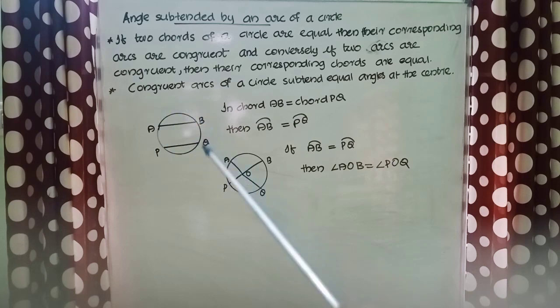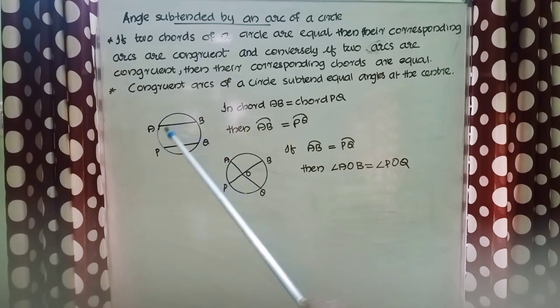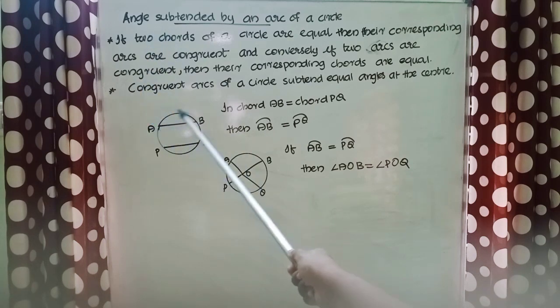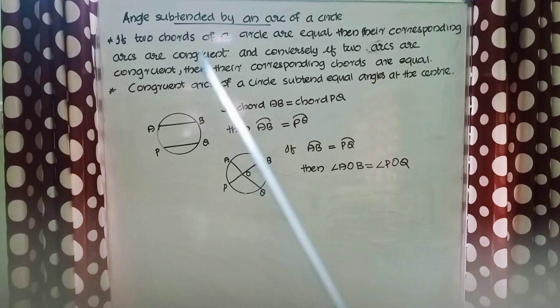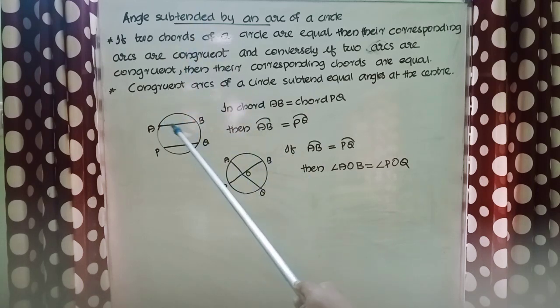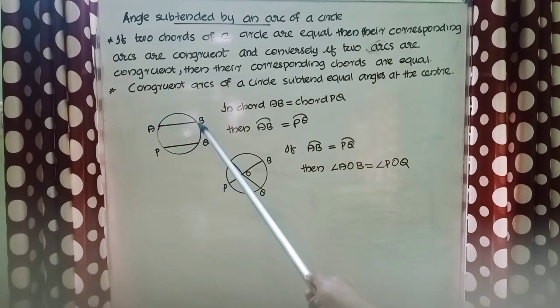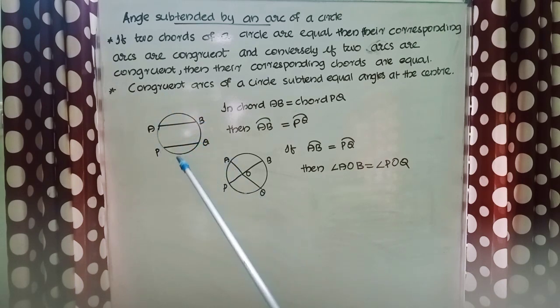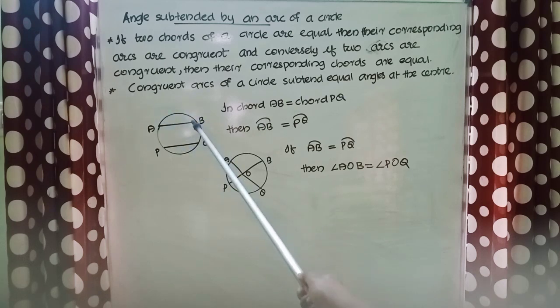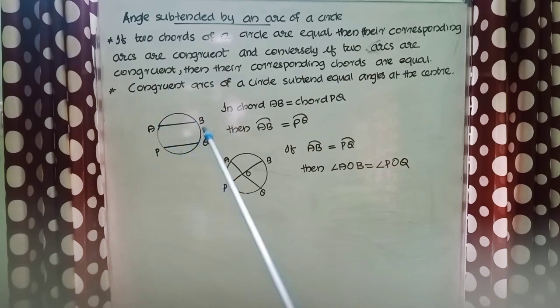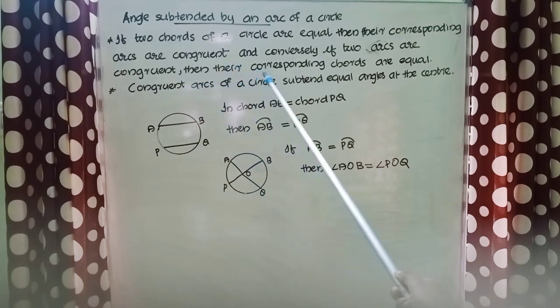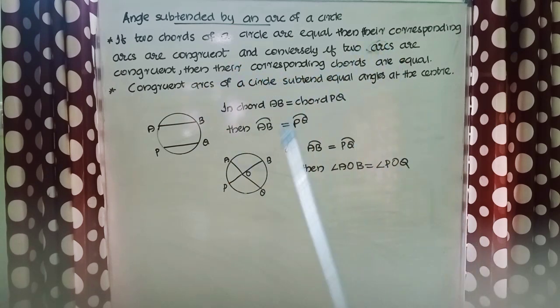See the figure, there is drawn a circle and two chords AB and PQ. Therefore, there are two arcs also, arc AB and arc PQ. Then the result says that if the length of chords are equal, then the arcs are also equal. And conversely, if this arc AB and arc PQ are equal, then this chord AB and chord PQ are also equal. Next result, congruent arcs of a circle subtend equal angles at the center.